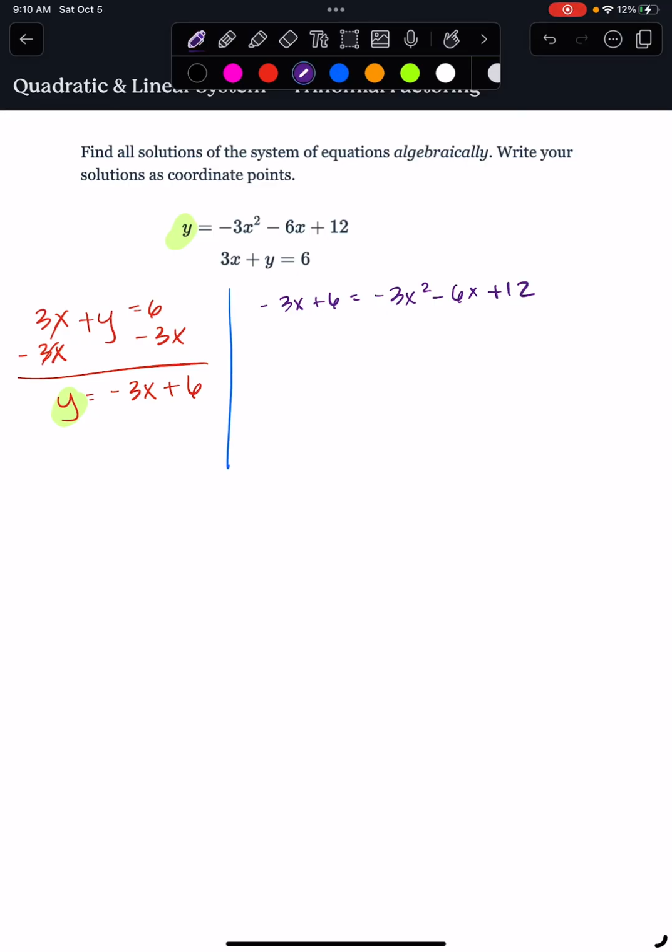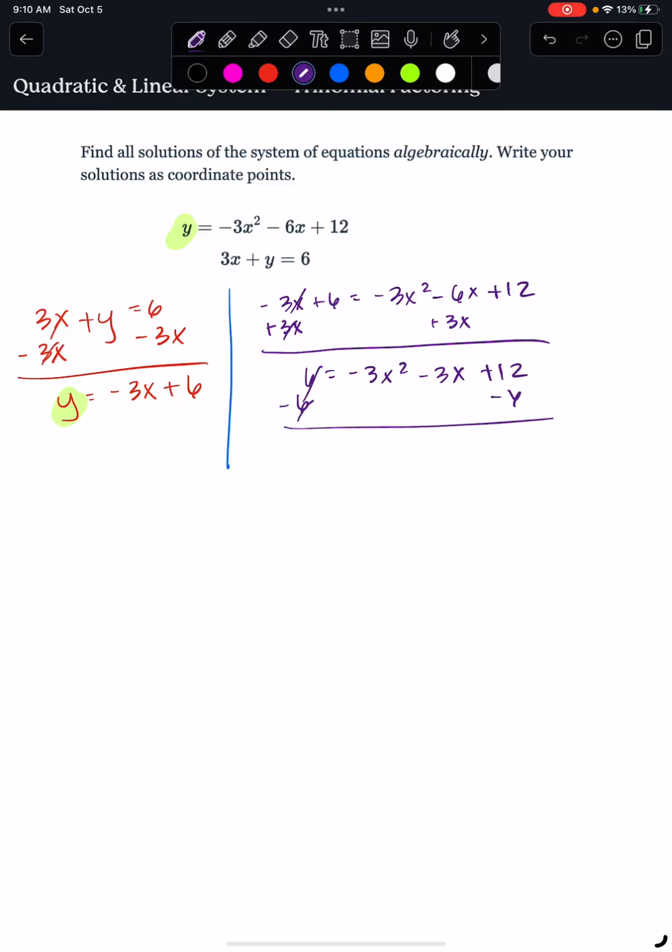All right, and now we're going to want to solve for x. By doing this, we can add 3x to both sides. This is going to leave us with 6 is equal to negative 3x squared minus 3x plus 12. And then we can subtract 6 from both sides. When we do this, we're left with 0 is equal to negative 3x squared minus 3x plus 6.